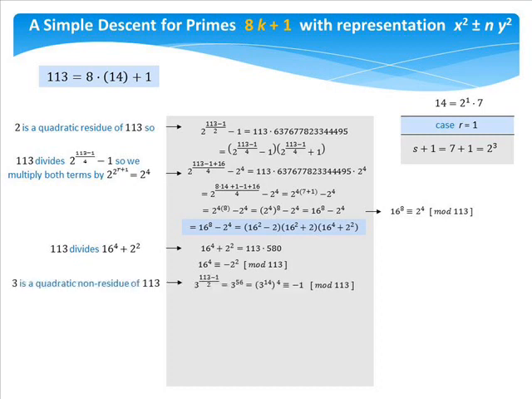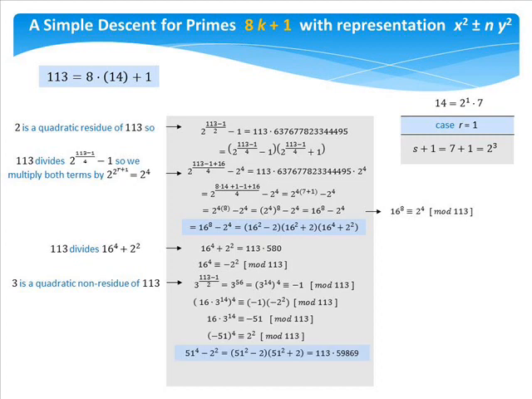Moving forward, we determine that 3 is a quadratic non-residue of 113, implying that minus 1 is the residue of the congruence involving the fourth power of 3 raised to 14 modulo 113. By combining both congruences, we establish that 113 divides 51 raised to 4 minus 2 squared, consequently leading to the divisibility of either 51 squared minus 2 or 51 squared plus 2. The first case is true. 51 squared minus 2 equals 113 times 23.